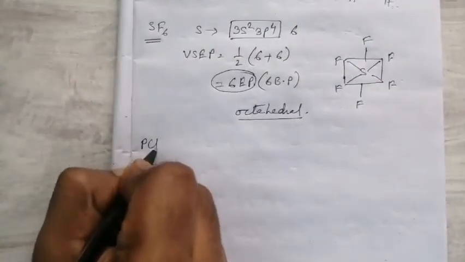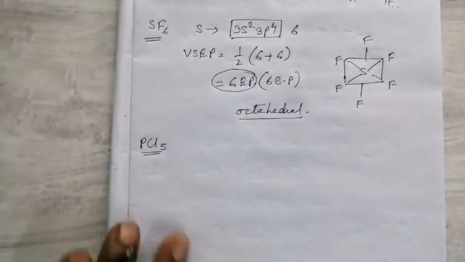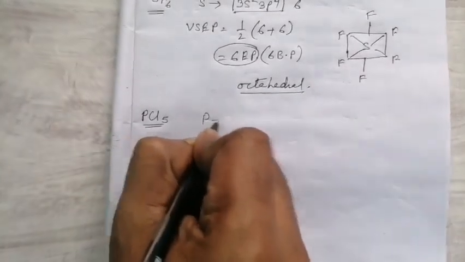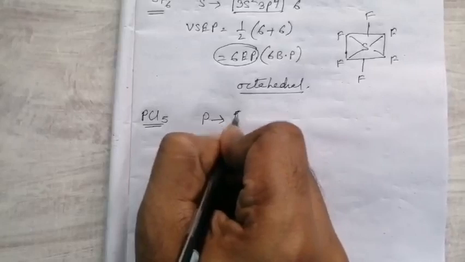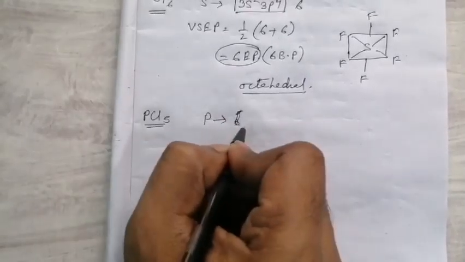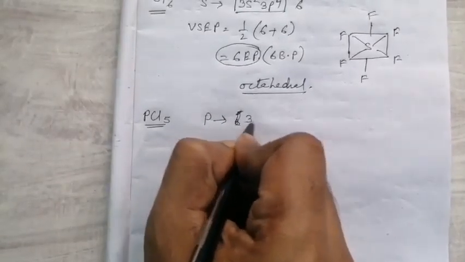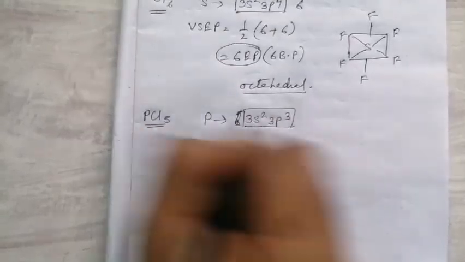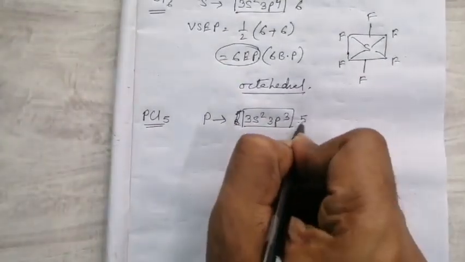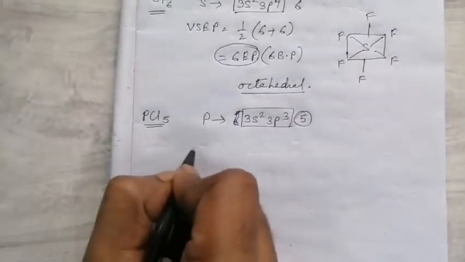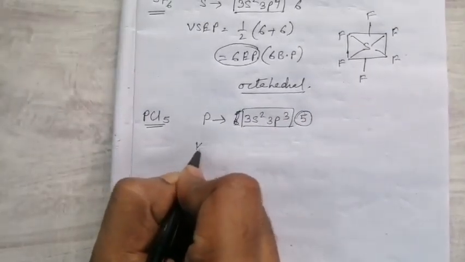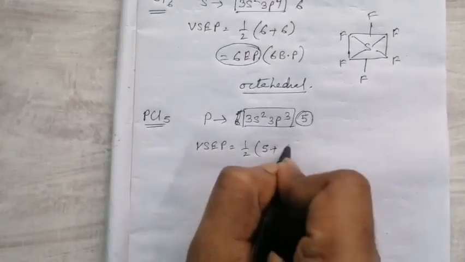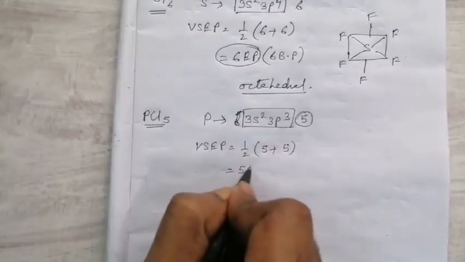Next come to PCl5. Phosphorus, it is in the nitrogen family. So nitrogen has 2s2 2p3, so phosphorus will have 3s2 3p3. 3s2 3p3 means how many electrons? 5 electrons in the valence shell. So we can write the VSEPR number is equal to half of 5 plus 5. So it is 5 electron pairs.